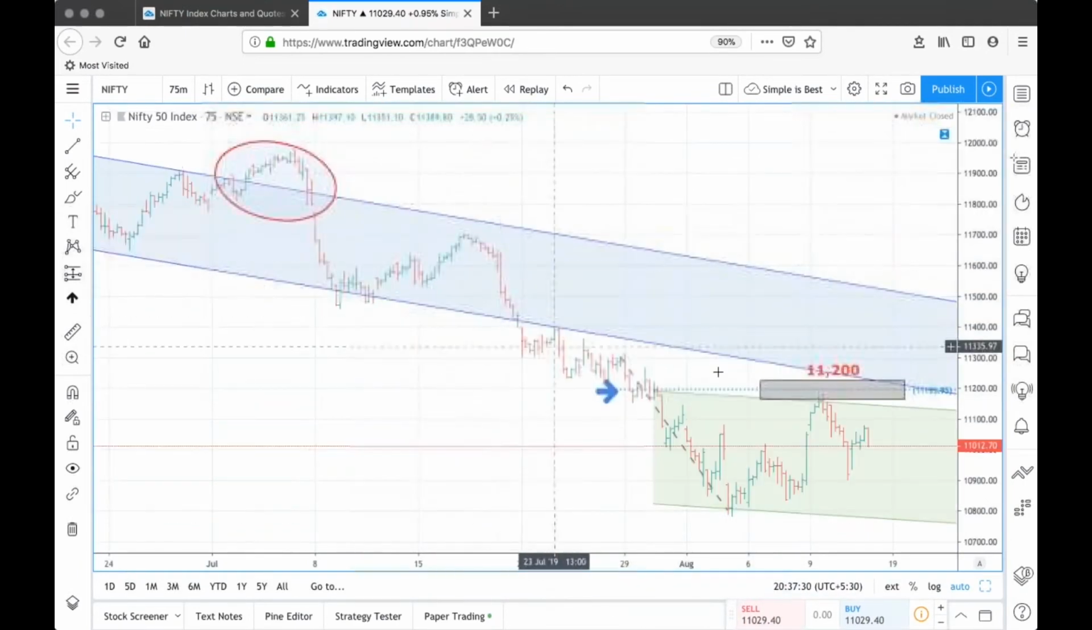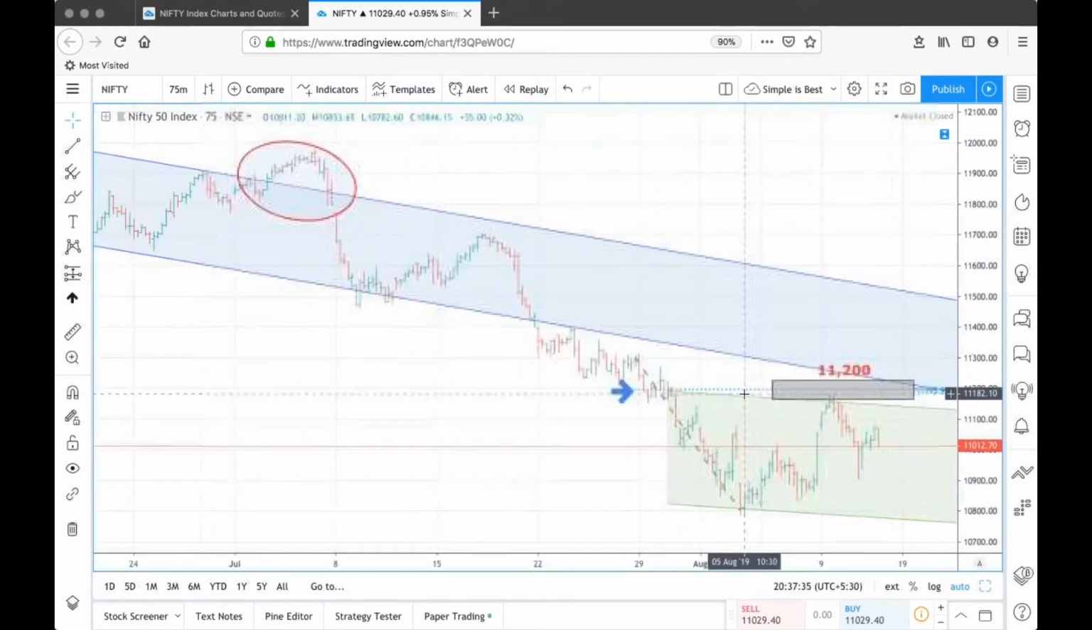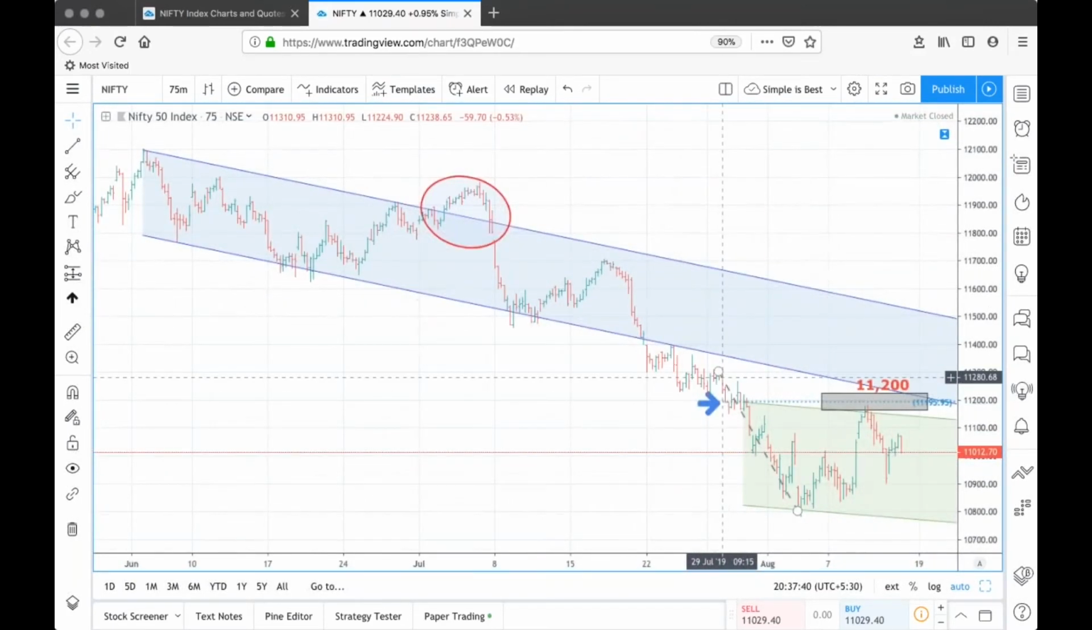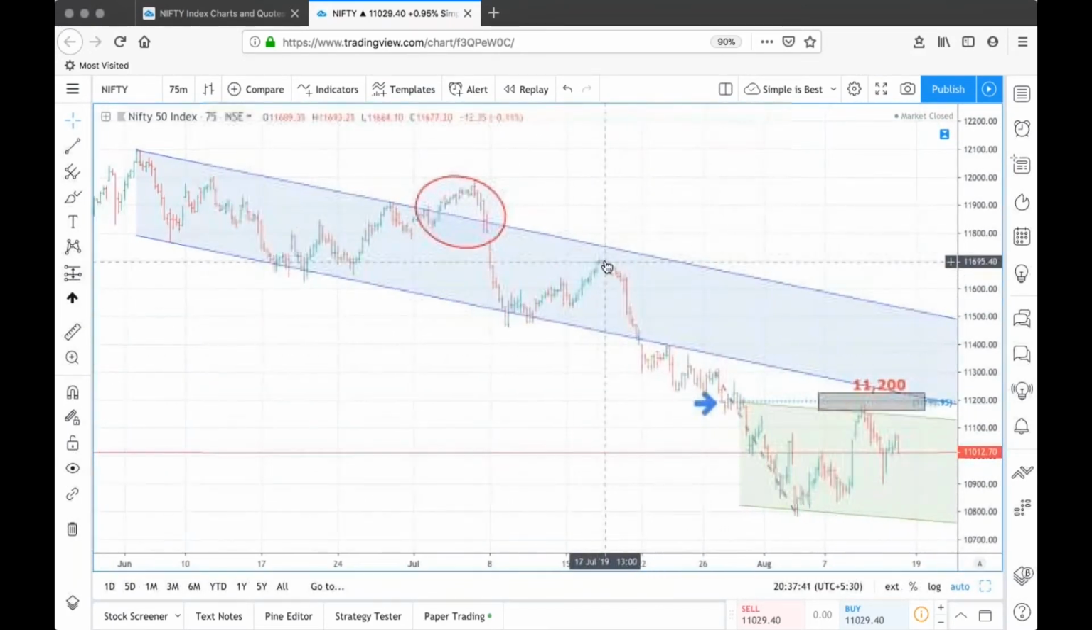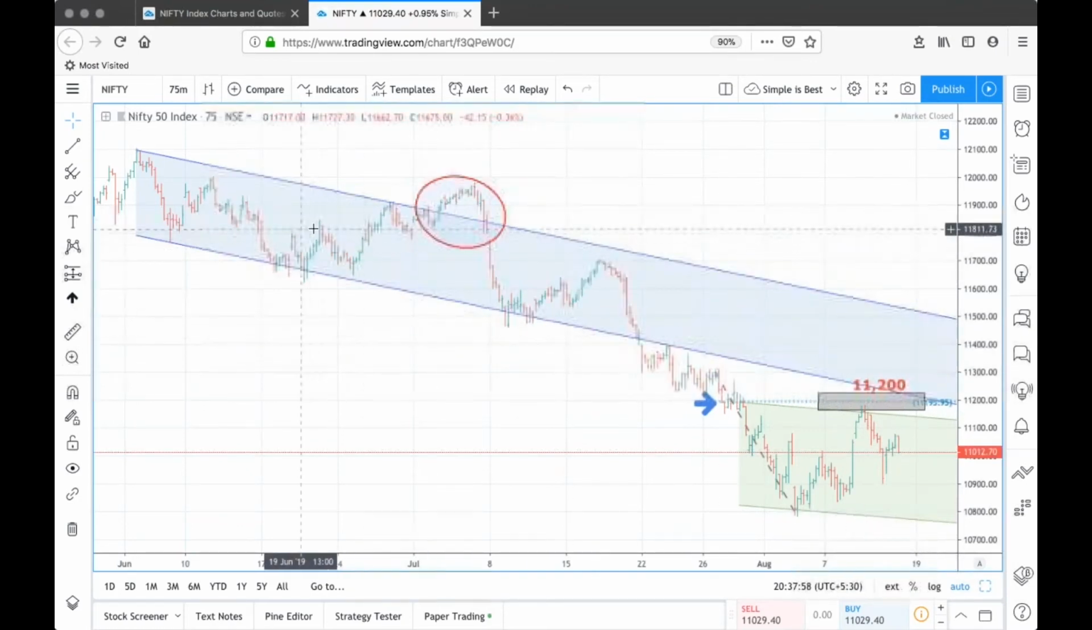On the positive side, we need the market to take out 11,200 bare minimum, and only then is there a possibility that the market can inch further up. In that case, we will have to redraw our levels. I have to pinpoint these highs and lows based on the behavior of price, and then we can have some upside projections. As of now, 11,200, and it needs to go inside this erstwhile blue channel.